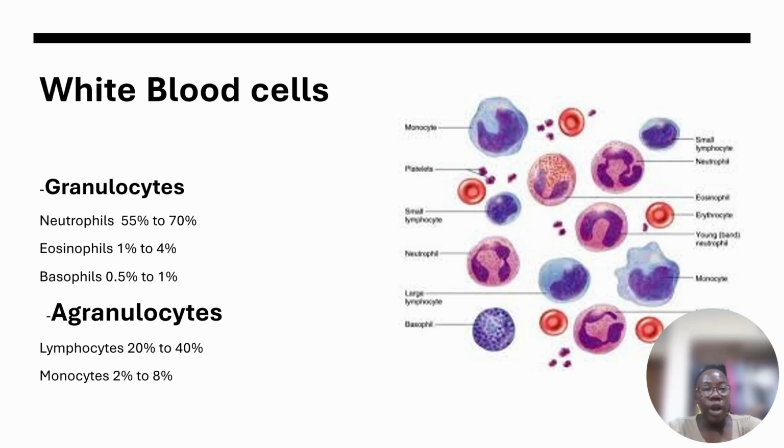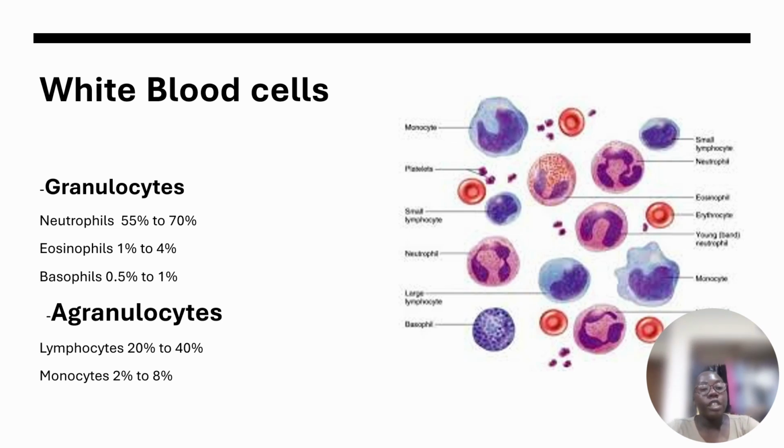So the white blood cells are divided into two main categories. We have the granulocytes and the agranulocytes. The granulocytes are the neutrophils, the eosinophils, and basophils. The agranulocytes are the lymphocytes and also the monocytes. The neutrophils are the most abundant white blood cells in our body, they represent 55 to 70% of our white blood cells. So in a blood smear, if you're looking at something that looks like a white blood cell, it is probably a neutrophil because they are really abundant in our blood.